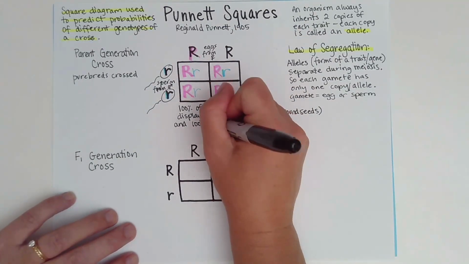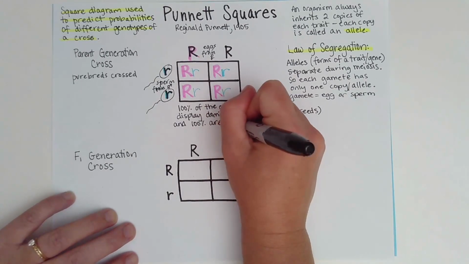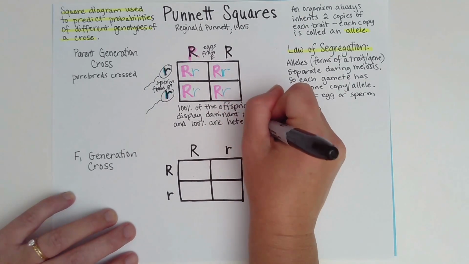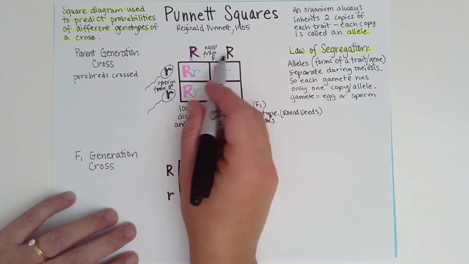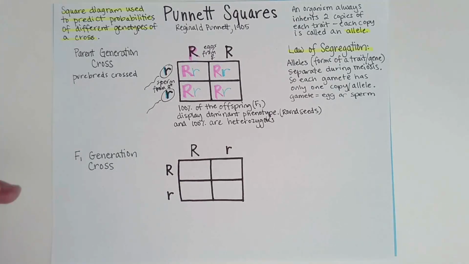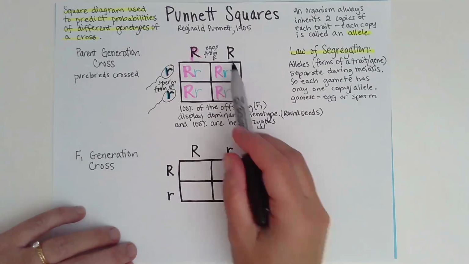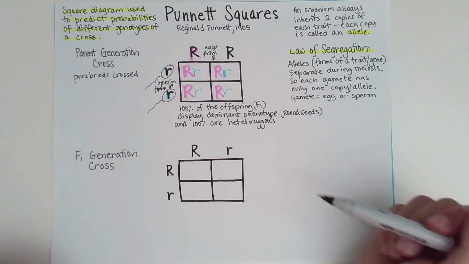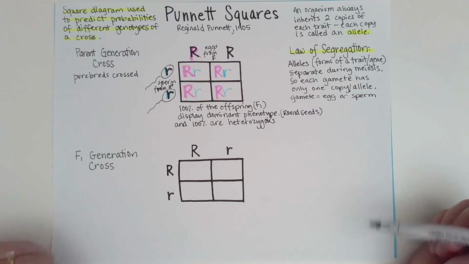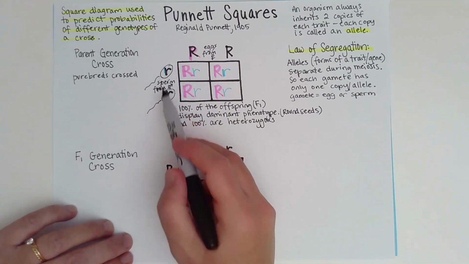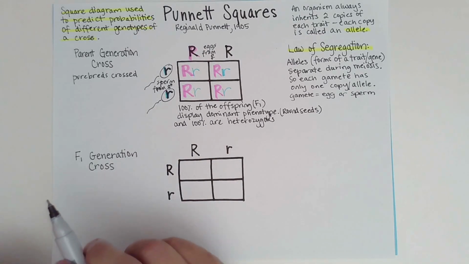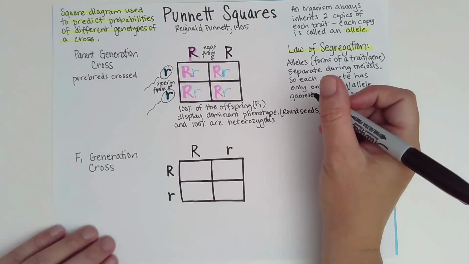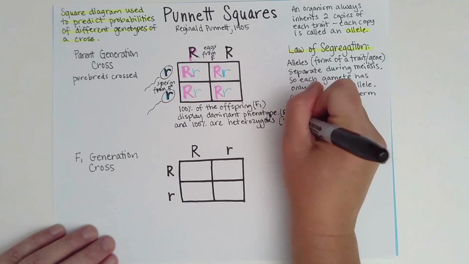So 100% are heterozygous. But you wouldn't know that just by looking at the seeds, because this is going to make round seeds and the parent made round seeds. So, you know, you can't tell whether it's big R, big R or big R, little r just by looking at the seeds. Now, if it's wrinkled, you can tell it must be little r, because we know that wrinkled is recessive.